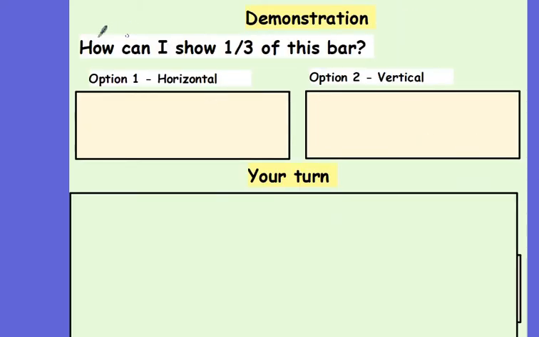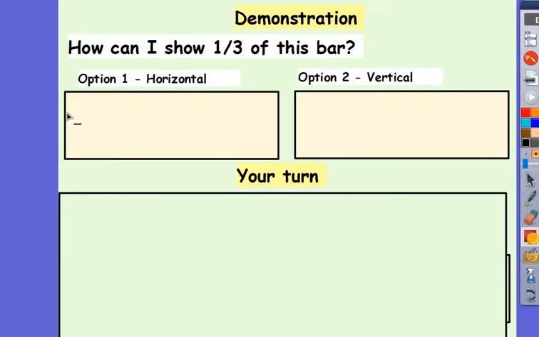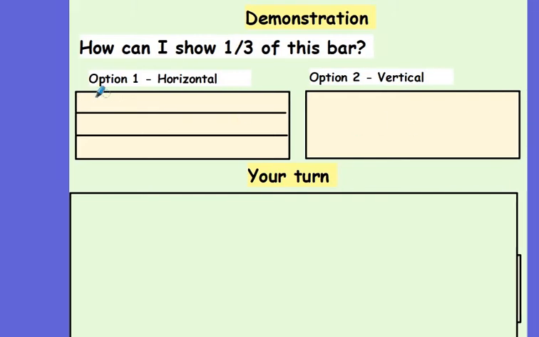Start us off. I want to show a third of this bar. Here's my demonstration. Here's my bar. I can split it into 3 pieces horizontally, for example. 1, 2, 3, and as long as they're equal pieces, I then shade in one of those parts, like so. And I've shown a third of my bar.